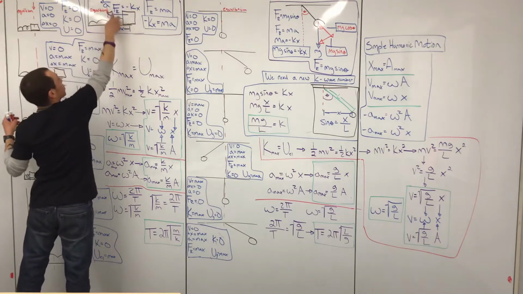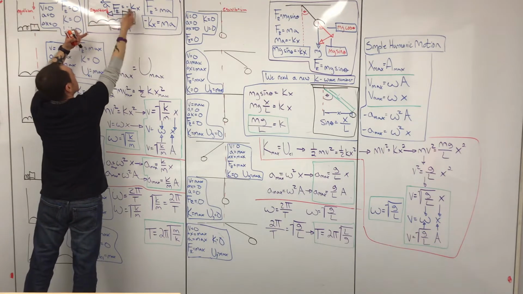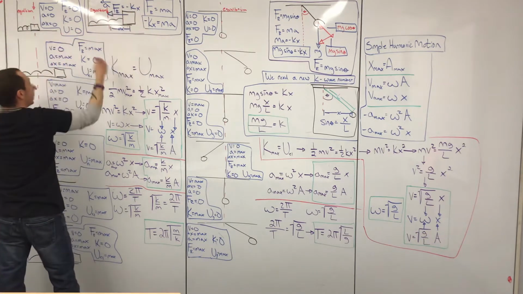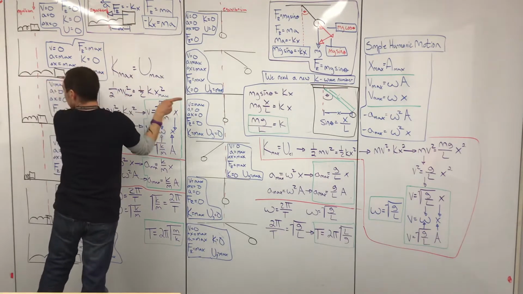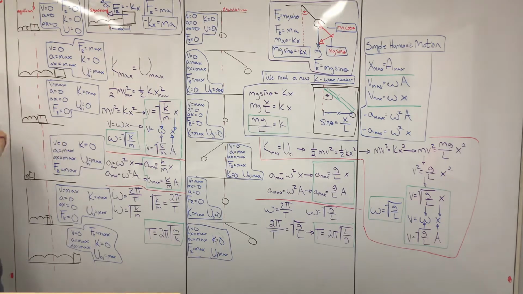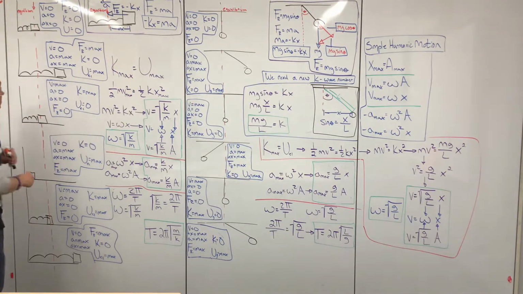That's what this picture is trying to show you: when we're furthest from equilibrium, the restoring force is towards equilibrium, the acceleration is towards equilibrium, and they're opposite of our displacement. So if our displacement is this way, acceleration and restoring force are this way. If our displacement is this way, then restoring force and acceleration are that way. And again, that's true for both of these.